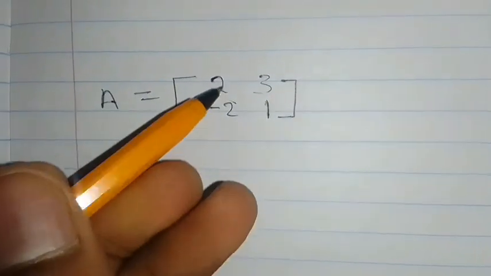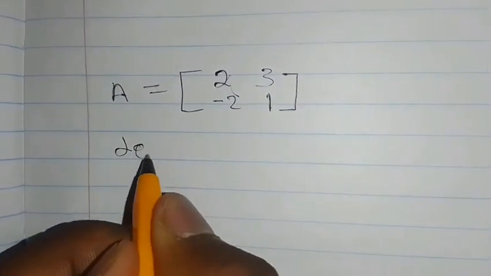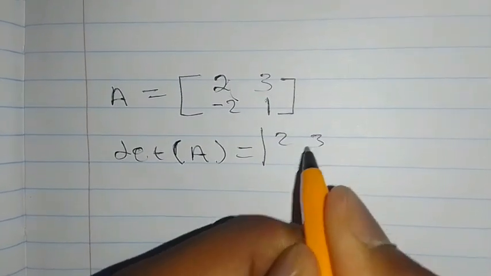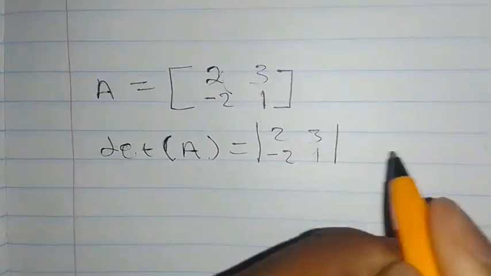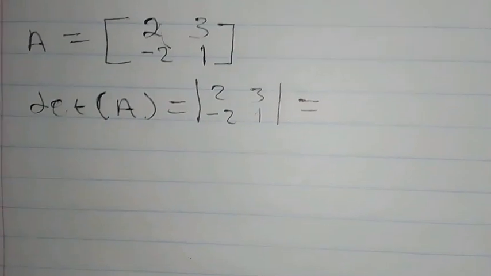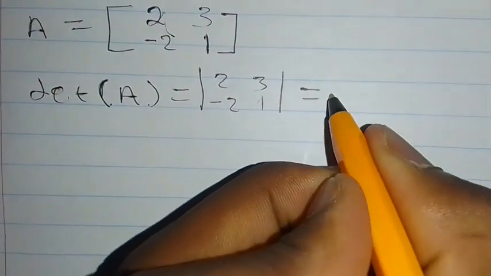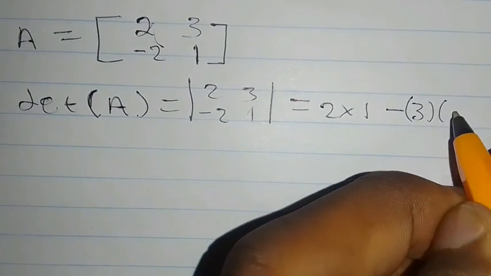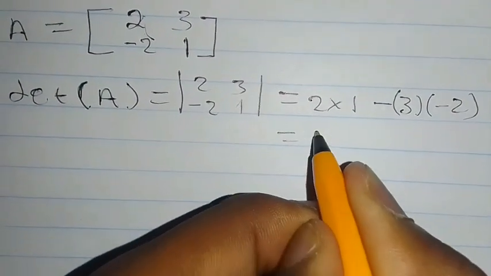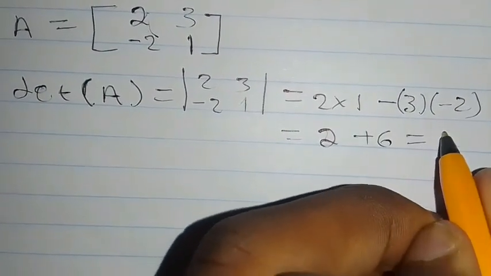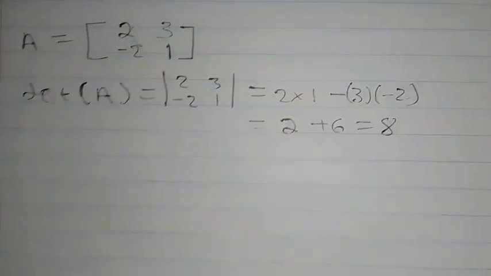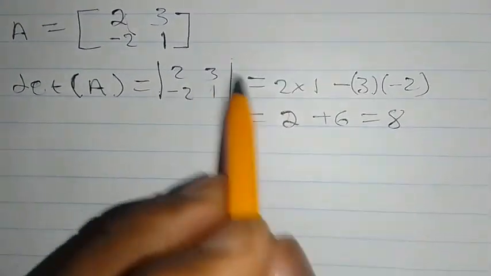If we have this matrix like this, and we were to evaluate the determinant of that matrix, we're basically going to have 2, 3, minus 2, 1, and then this is basically going to be, if you use the diagonal rule, 2 by 1, minus 3 multiplied by minus 2, and this will basically simplify to 2 plus 6, which just gives you 8. But now, let's say you don't want to use the diagonal rule on this.